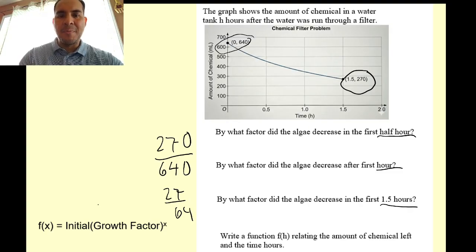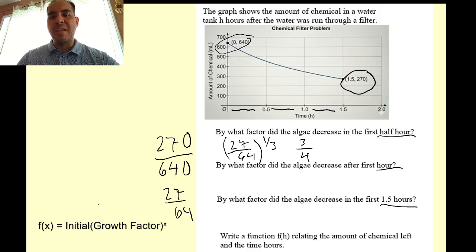So by what factor did this algae decrease in the first half hour? Well, half hours would be 0.5, and there are 1, 2, 3 half hours from 0 all the way to 1.5. So the growth factor is going to be 27 over 64 to the power of 1/3. Now this actually does simplify. The 1/3 is the same as the cube root, and the cube root of 27 is 3, and the cube root of 64 is 4. Okay, so here I just did the cube root of the top number and the bottom number.